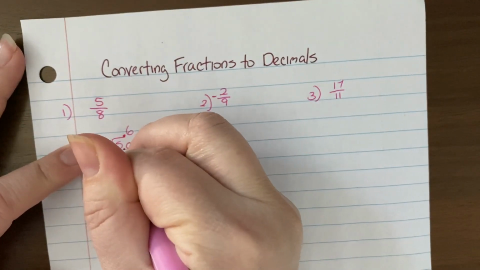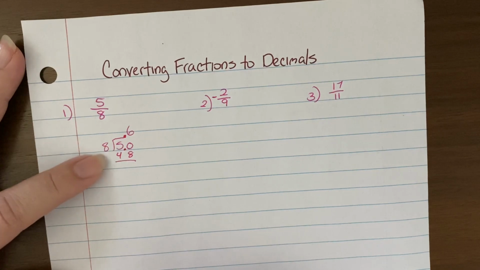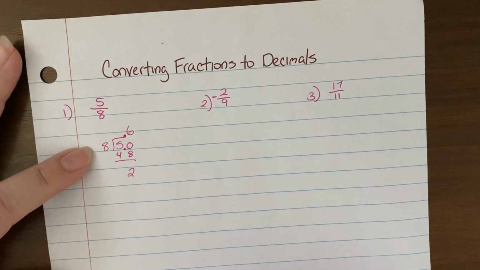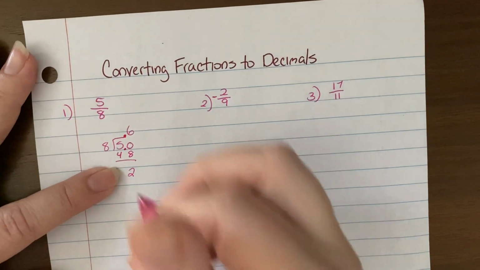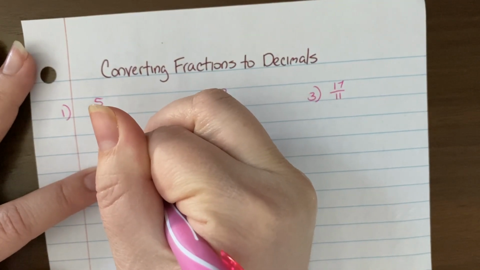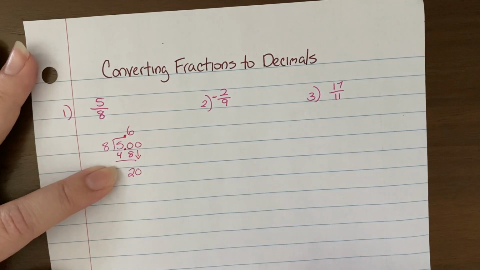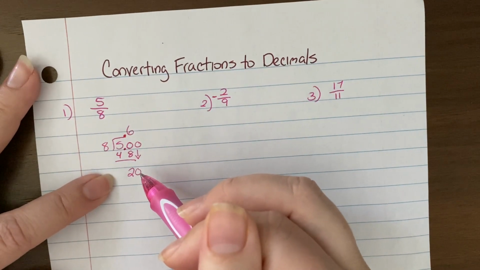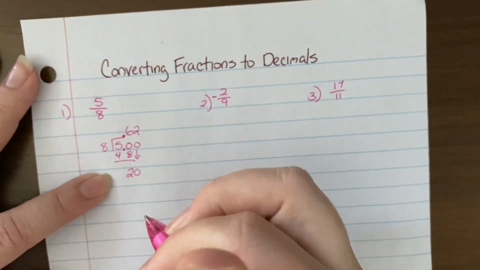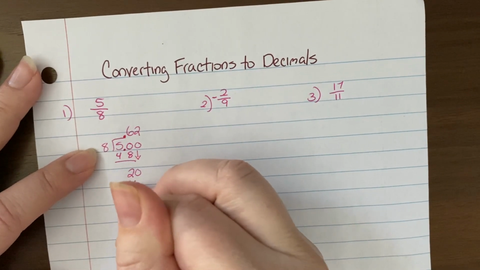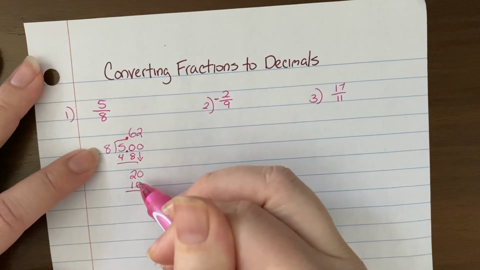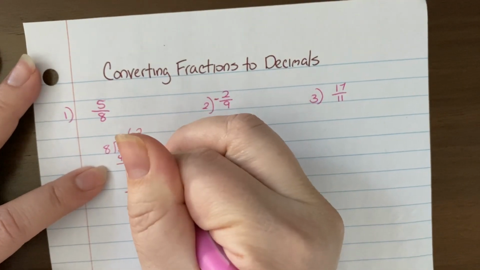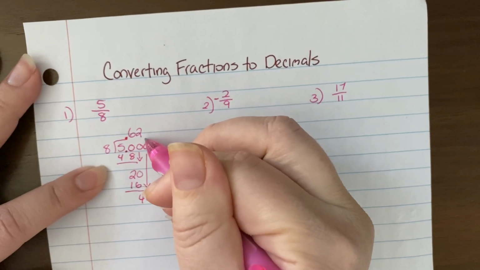8 times 6 would be 48. So it goes in 6 times, but that's not exactly 50. There's a remainder of 2, okay? 8 does not go into 2 either, so we have to put another 0 to drop down here. That's going to give us another decimal place, basically. 8 goes into 20 how many times? Well, 8 will only go in 2 times for a total of 16. Again, that doesn't exactly equal 20. We're left over with 4.